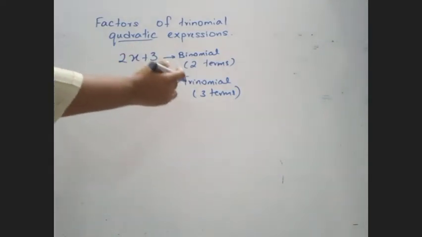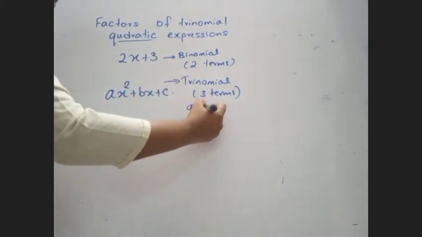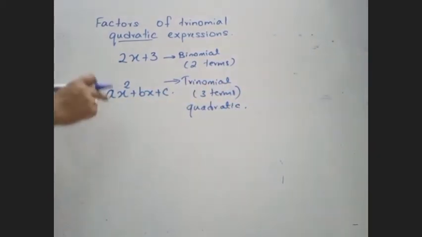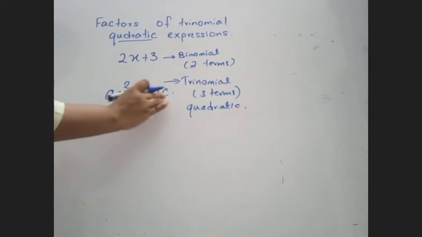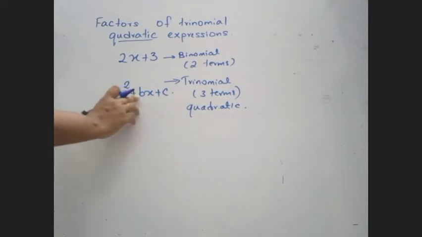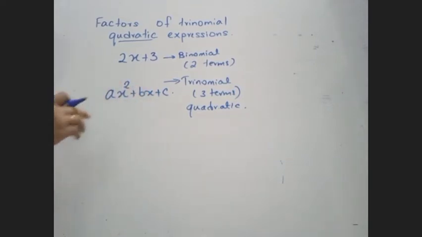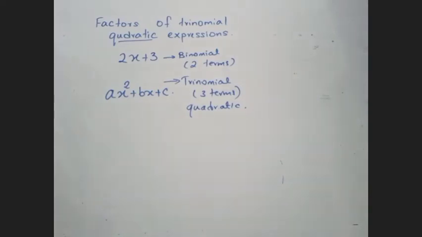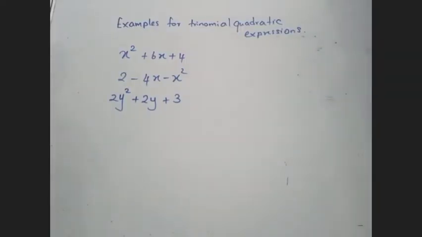So remember, this is a trinomial quadratic expression. It will be in the format of ax square plus bx plus c. So a is the coefficient of x square, b is the coefficient of x, and c is a constant value, which is going to be a number. Now let's look at the easiest way to factorize this trinomial quadratic expression. So now we are going to look into a few examples.